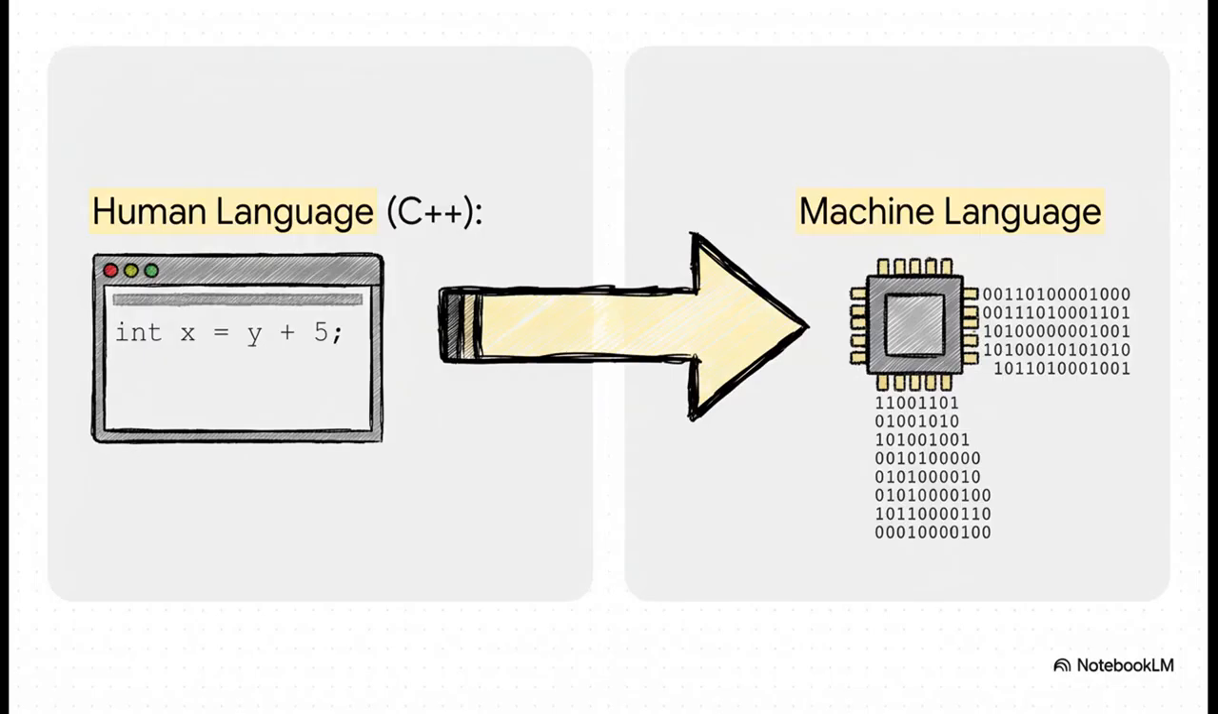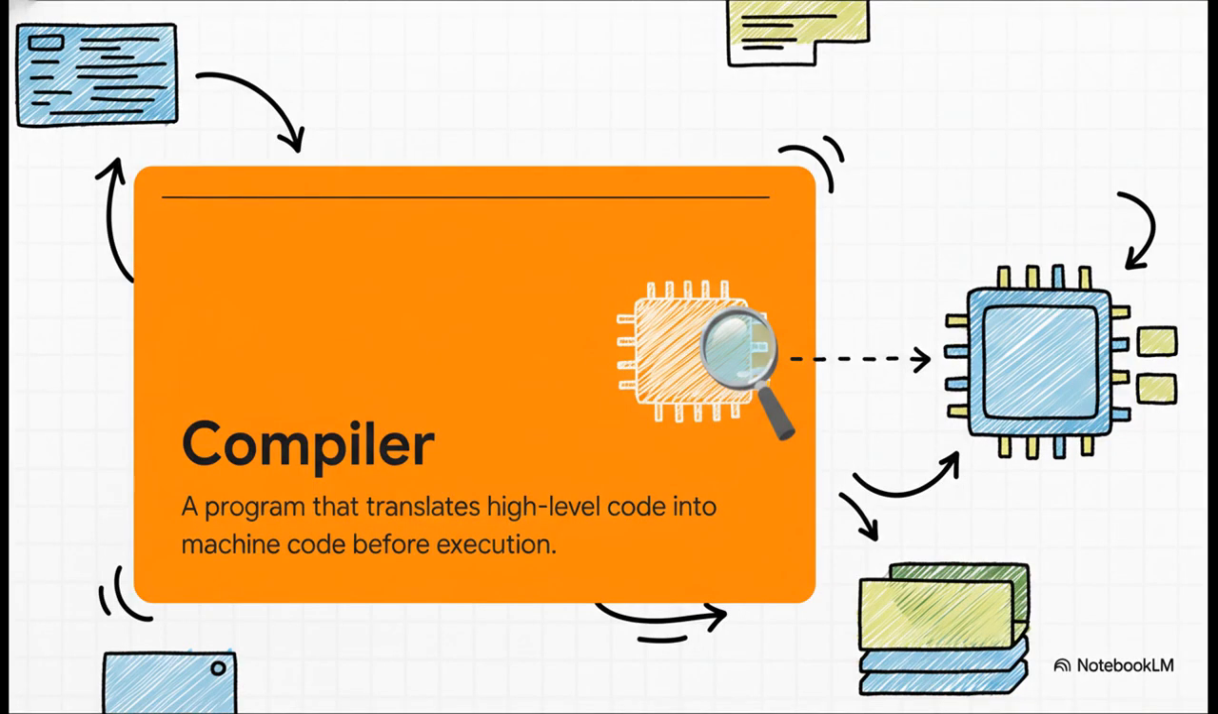And wow, this slide right here perfectly illustrates the gap we need to cross. On the left, you've got a line of C++ code. Simple, readable. On the right, that's what the CPU actually sees. It's machine language, just a raw stream of ones and zeros. That is the only language the hardware truly speaks. So how do we get from our language to theirs?